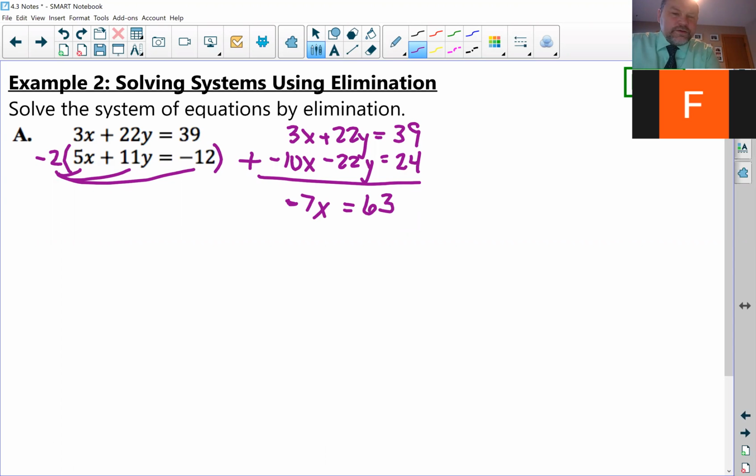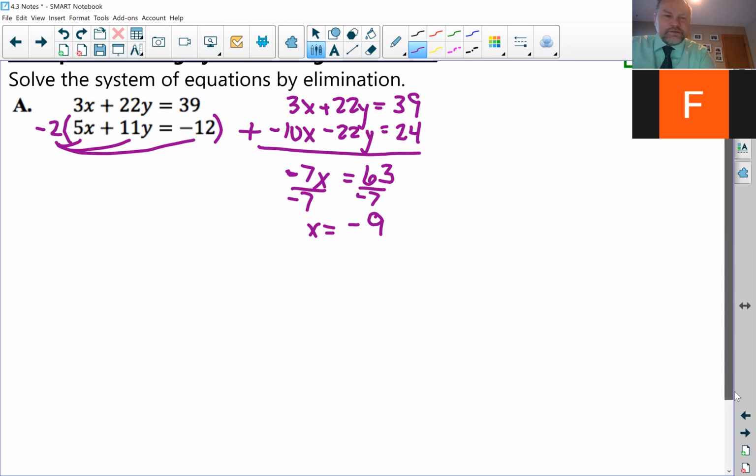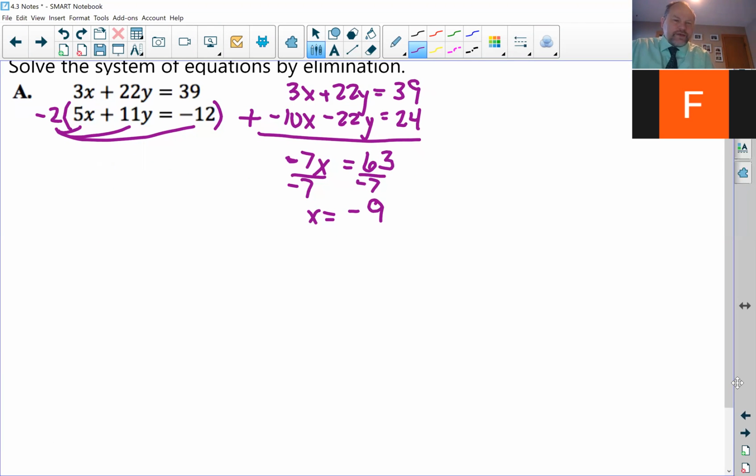And then divide by -7, our coefficient of x. We get x equals -9. Once we have that x value, we can plug into one of our two equations and solve for y. And again, it doesn't matter which one you choose. Maybe for this one, I'll try the top equation.